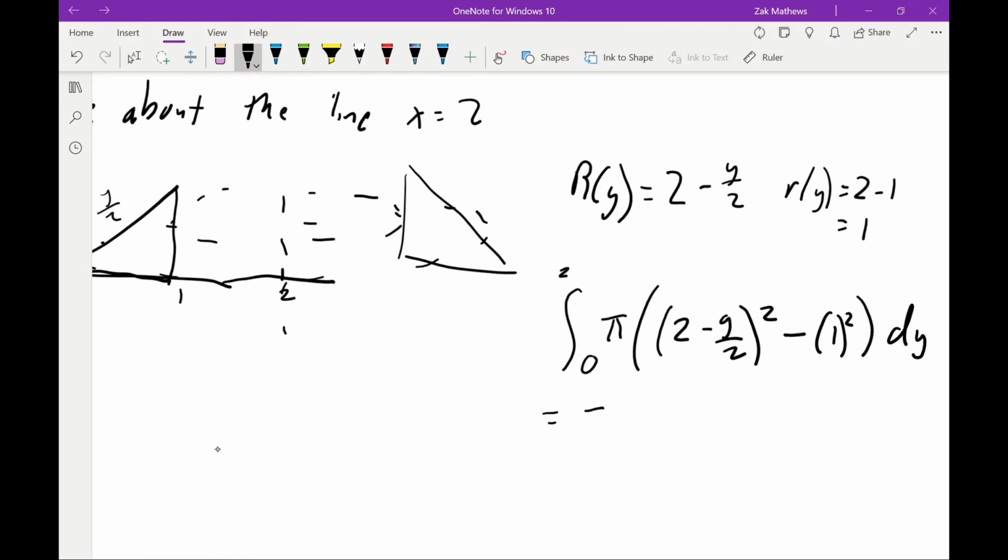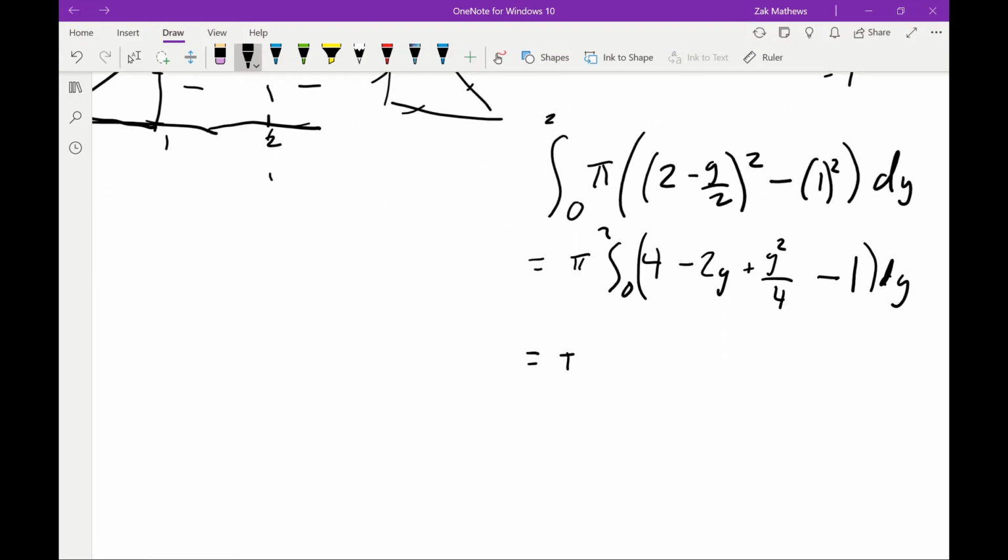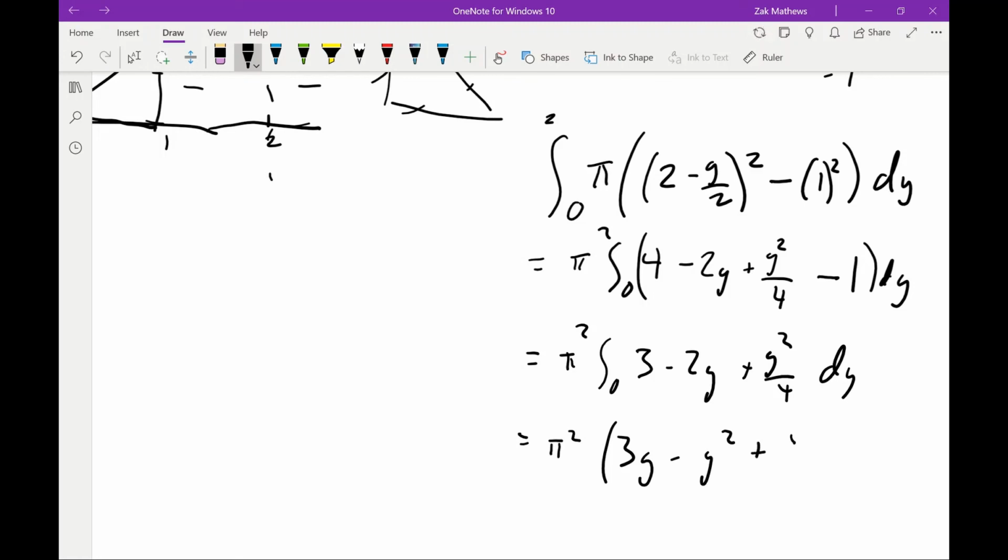So we can pull our pi to the front. I'm going to have to multiply this out again. So we're going to have 2 times 2 is 4. Then we multiply the 2. 2 times y over 2 is just y, or negative y. And then we double it to the center. And then we have the y squared over 4 minus 1 dy. And so we could simplify the 4 minus 1 if we wanted to. That'd be pi from 0 to 2 of 3 minus 2y plus y squared over 4 dy. And now we can find our antiderivative, which will be 3y minus y squared plus y cubed over 12. We're going to integrate that from 0 to 2.